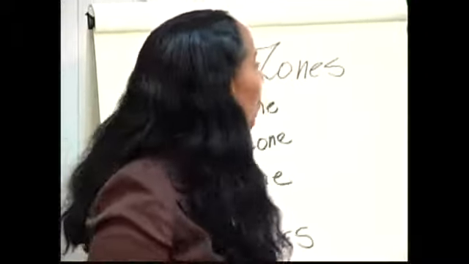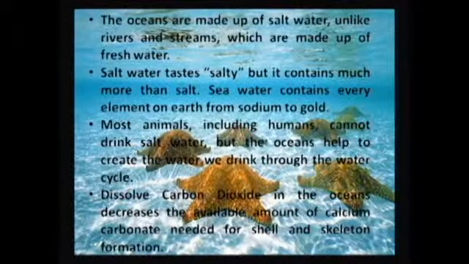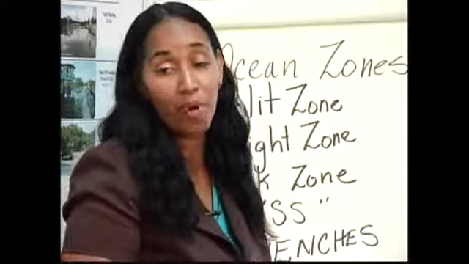So we cannot be drinking salt water. It will cause dehydration and we become very weak in our body. Our bodies will lose a lot of salts. Now, dissolved carbon dioxide in the ocean decreases the available amount of calcium carbonate needed to make the shell and the exoskeleton of our marine species.